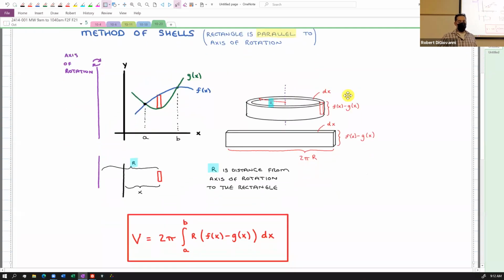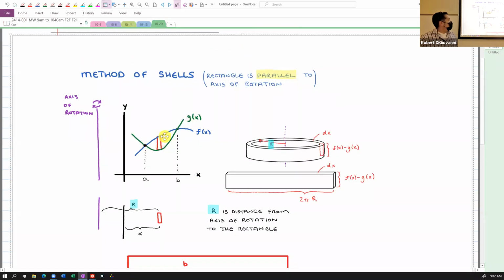Now, the shells method, which is the next page, the shells method is when your rectangle is parallel to the axis of rotation. So we go back to the two scenarios again. What if we have two functions of x, and we want to wrap, then we have to use a vertical rectangle. We have to. And that means if we want to go around the y-axis or something parallel to the y-axis, we want to go this way, we have to use the shell method, right? You have to.